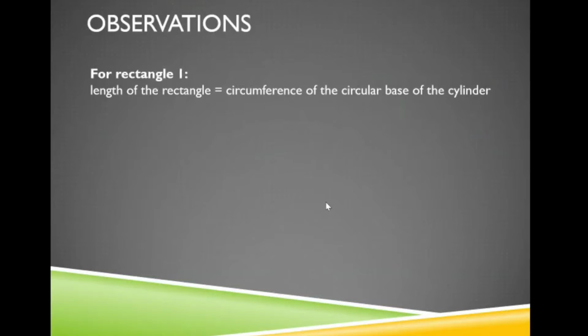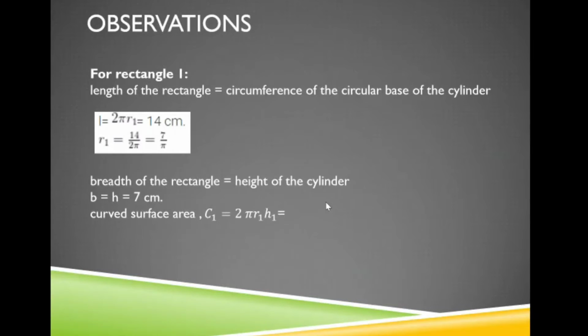In the first case, the length of the rectangle is equal to the circumference of the base of the cylinder, which is equal to 2 pi r1 is equal to 14, and accordingly I can find out the radius r1, which comes out to be 7 upon pi. The breadth of the rectangle is equal to the height of the cylinder, which is equal to 7 centimeters, and I can find out the curved surface area 2 pi r1 h1, which comes out to be 98 centimeters square.